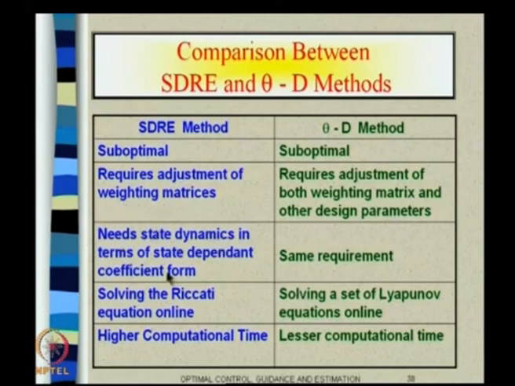So, the SDRE method needs the state dynamics in state dependent coefficient form, and as I told, theta d also requires that. So, in that sense this is not an advantage, okay. But the SDRE method demands that you solve this Riccati equation online, whereas the theta d method, and that is the major advantage here, demands that you solve a set of Lyapunov equations only. Remember, Lyapunov equations are linear equations, they are not nonlinear equations, so they can be solved very quickly. So, SDRE in general requires a little higher computational time, whereas the theta d method can be done in less computational time.